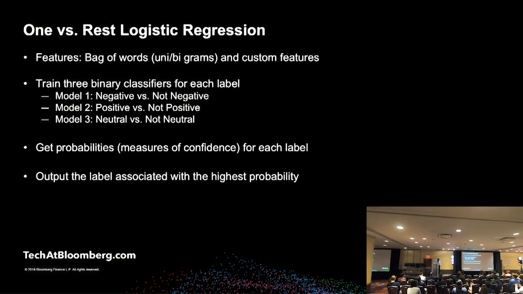For this example, I'm using bag of words based approaches, where we split all the words into tokens, unigrams and bigrams, and we added some custom features like length of the tweet and other things. And we trained 3 binary classifiers, one for each label, because it's a multi-class classification problem. For example, the first model will classify the tweets as negative versus not negative, right? It's one versus the rest, so that's what it is. And the models return probabilities, and we output the label associated with the highest probability.